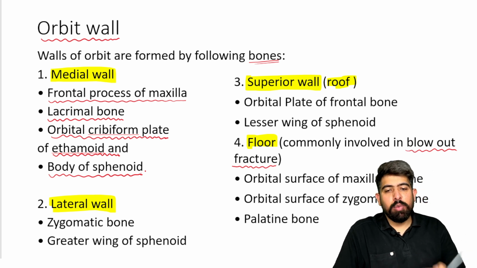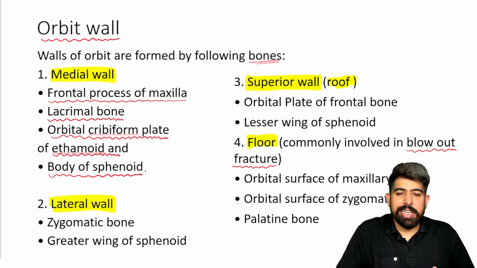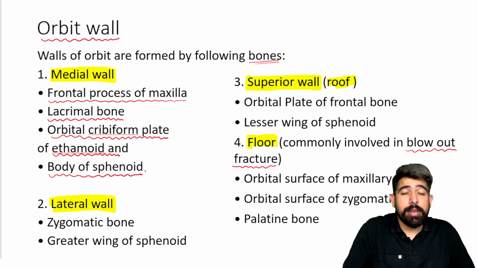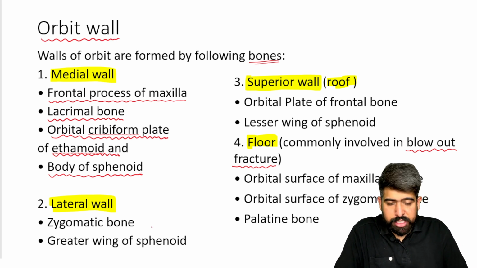So let's revise with me. What are the four or five important things in the medial wall? First of all, the frontal process of the maxilla. The second, lacrimal bone. The third is your cribriform plate and the ethmoid bone, and the fourth one is your body of sphenoid. Just check it out with me.